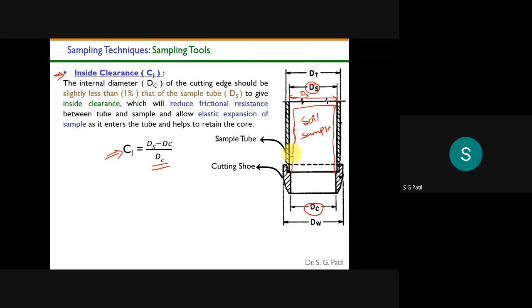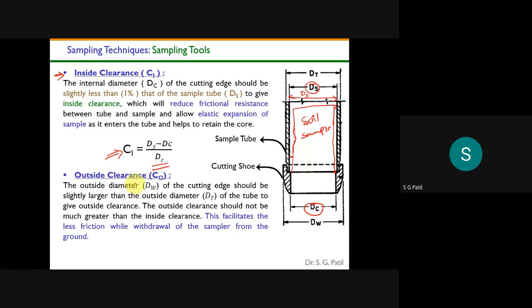To accommodate that expansion, we are providing some clearance here. That's why it's called an inside clearance. Understood? Why is it called inside clearance? What is the significance of this inside clearance? To allow the soil sample to accommodate whatever expansion will happen. To accommodate that expansion, we are providing some space here. That is called inside clearance. So inside clearance Ci is equal to Ds minus Dc divided by Dc.